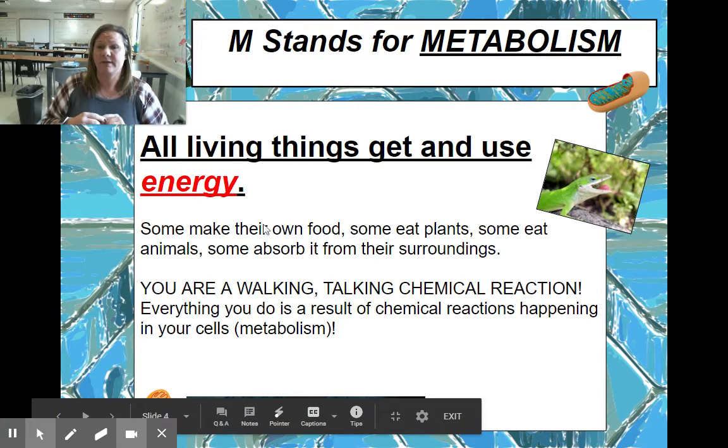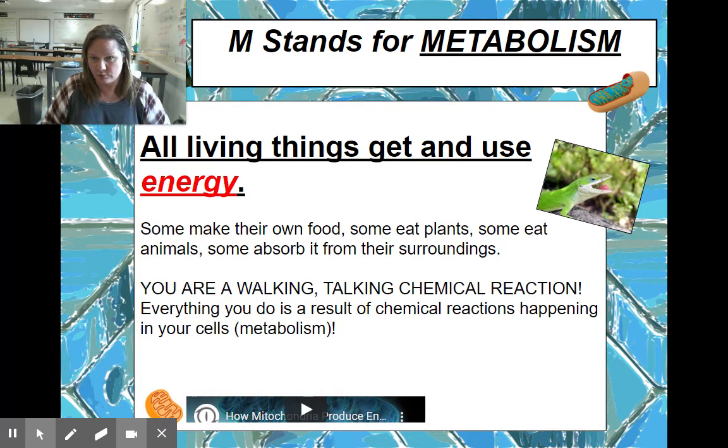Now, are there non-living things that use energy? Certainly. Your car needs energy in order to run, but your car is not living. And your car is not living because it doesn't meet all of these characteristics of life. So there are non-living things that might meet one or two of these characteristics, or maybe even three or four. But in order to be considered living, it has to meet all of them. So it has to get and use energy some way.